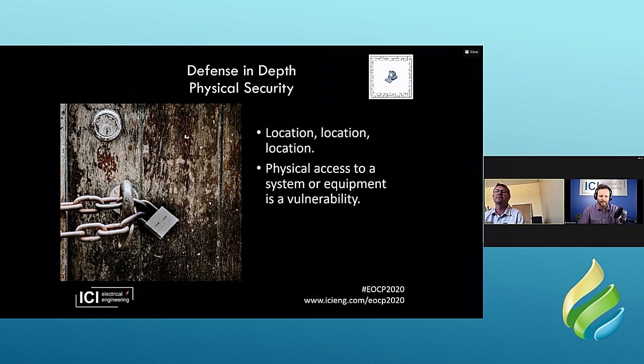Is your SCADA room door open? Is it unlocked? Is it open to salesmen walking by, janitors, even curious coworkers? Are they able to just come into your room and say, hey, this looks cool?